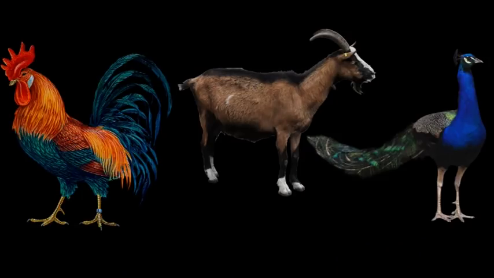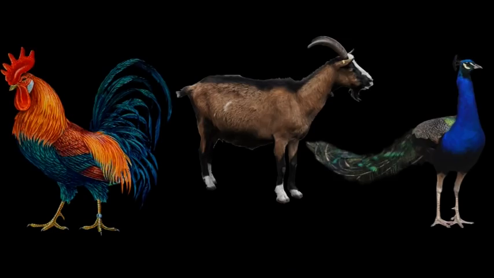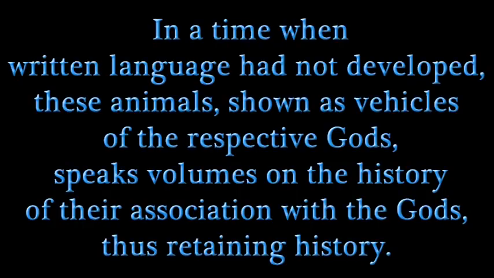The male goat is one of the vehicles of Murugan as it is one among the animals that Murugan Siddha used for guerrilla type of attack on dacoitic intruders into his territory. The concept of vehicles of the gods is not a stupidity. In a time when written language had not developed, these animals shown as vehicles of the respective gods speak volumes on the history of their association with the gods, thus retaining history.